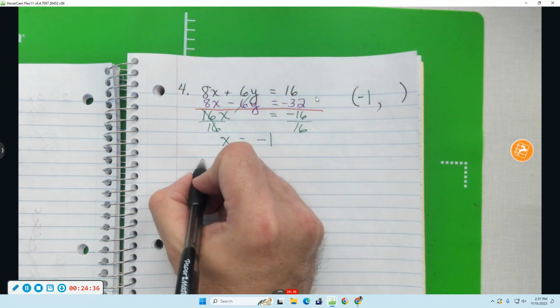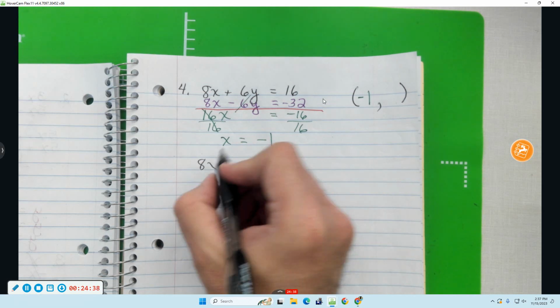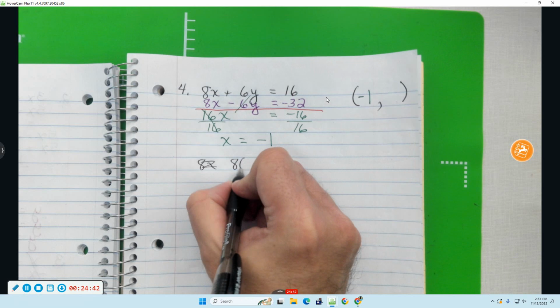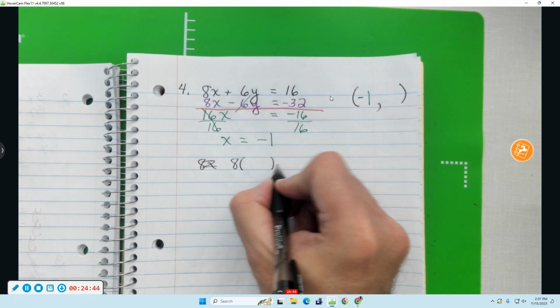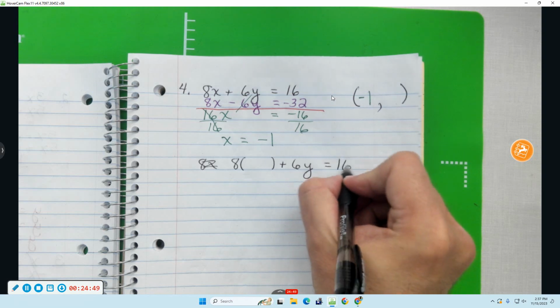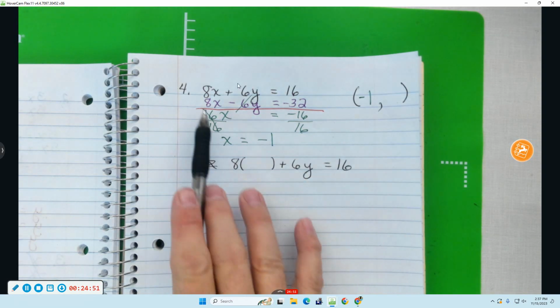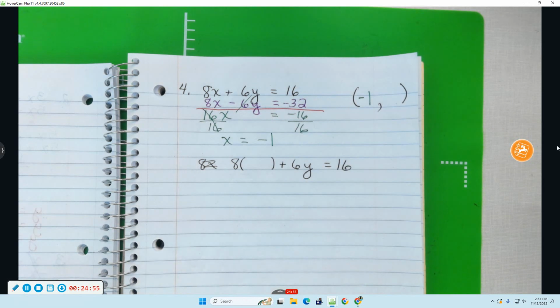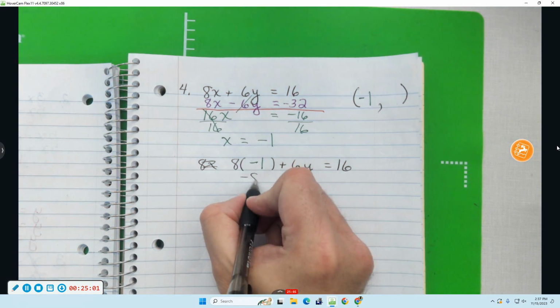Okay? So and 8x, well, you recopy an 8x plus 6y, so they know what you're using. So, in the first equation, in place of x, I'm putting that -1. And the 8 times -1 is a -8.